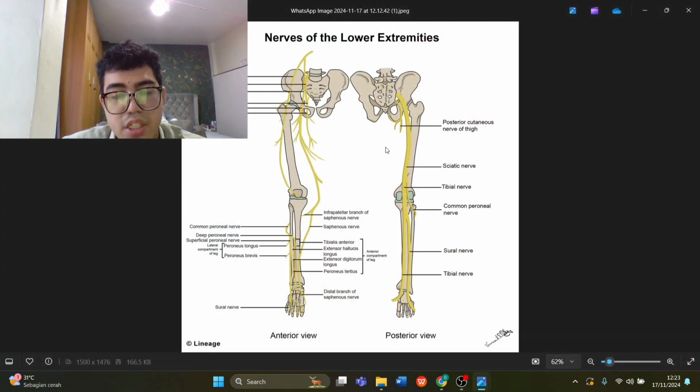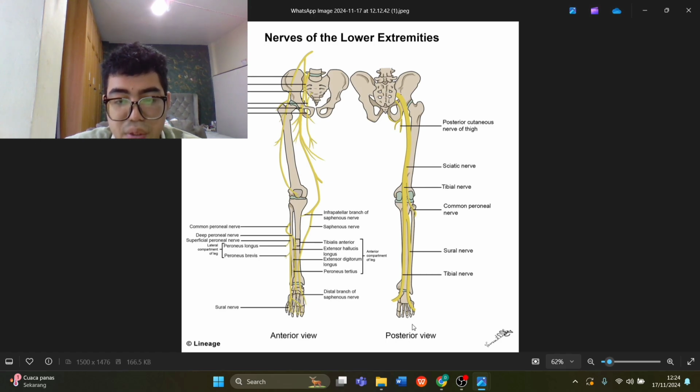I forgot to explain the innervations of the lower extremities. So as you can see here from the front view, the anterior view of the lower extremity, we have the lateral cutaneous nerve of the thigh, the obturator nerve, the lumbosacral trunk, the femoral nerve, the obturator nerve, which comes out of the foramen over here, and then we have the infrapatellar branch of the saphenous nerve. We have the saphenous nerve, the common peroneal nerve, the deep peroneal nerve, the superficial peroneal nerve, the lateral compartment of the leg, which is divided into two, the peroneus longus and the peroneus brevis, or the long and short peroneus. We have the anterior tibialis, the extensor hallucis longus, the extensor digitorum longus, and the peroneus tertius. All four of these are a part of the anterior compartment of the leg. On the distal branch of the saphenous nerve, we also have innervations, and we have the sural nerve.